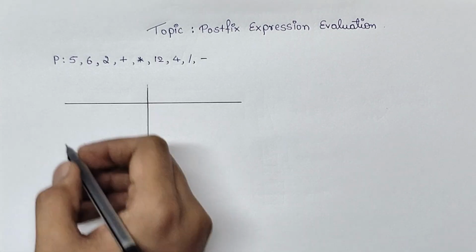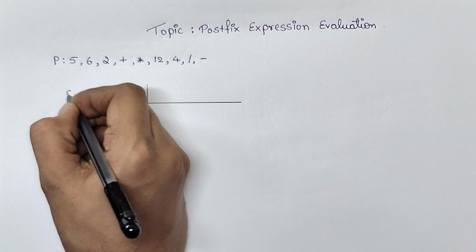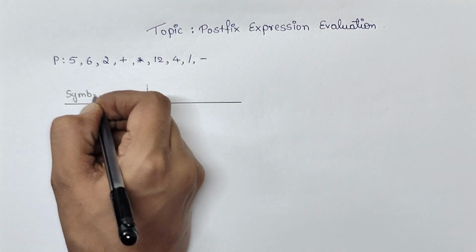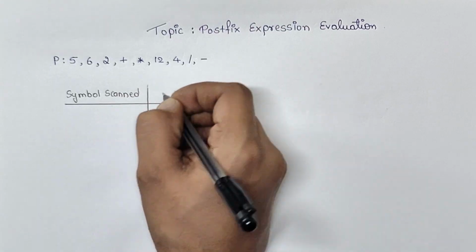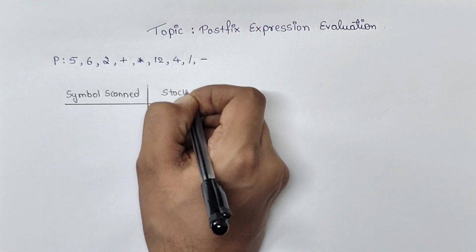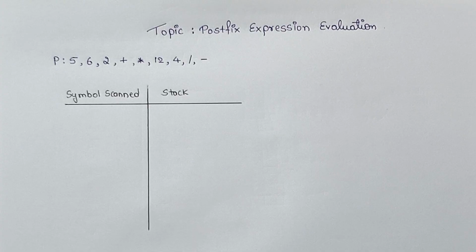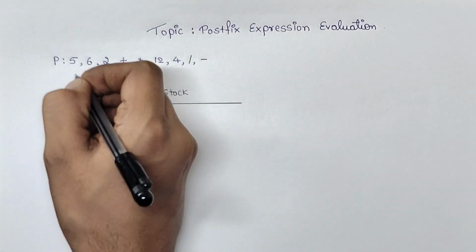So to solve this problem we will be using just two columns. First one is symbol scanned and the second one is stack. So we will be just using two columns. So let's scan one by one.